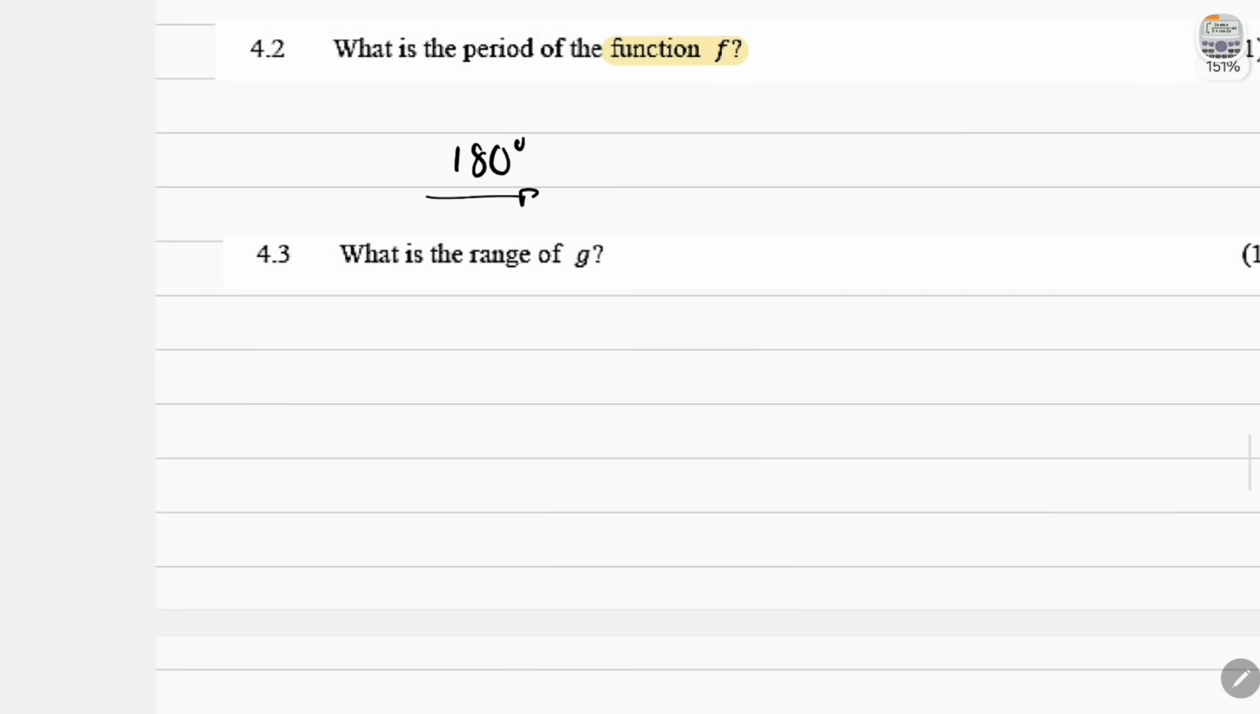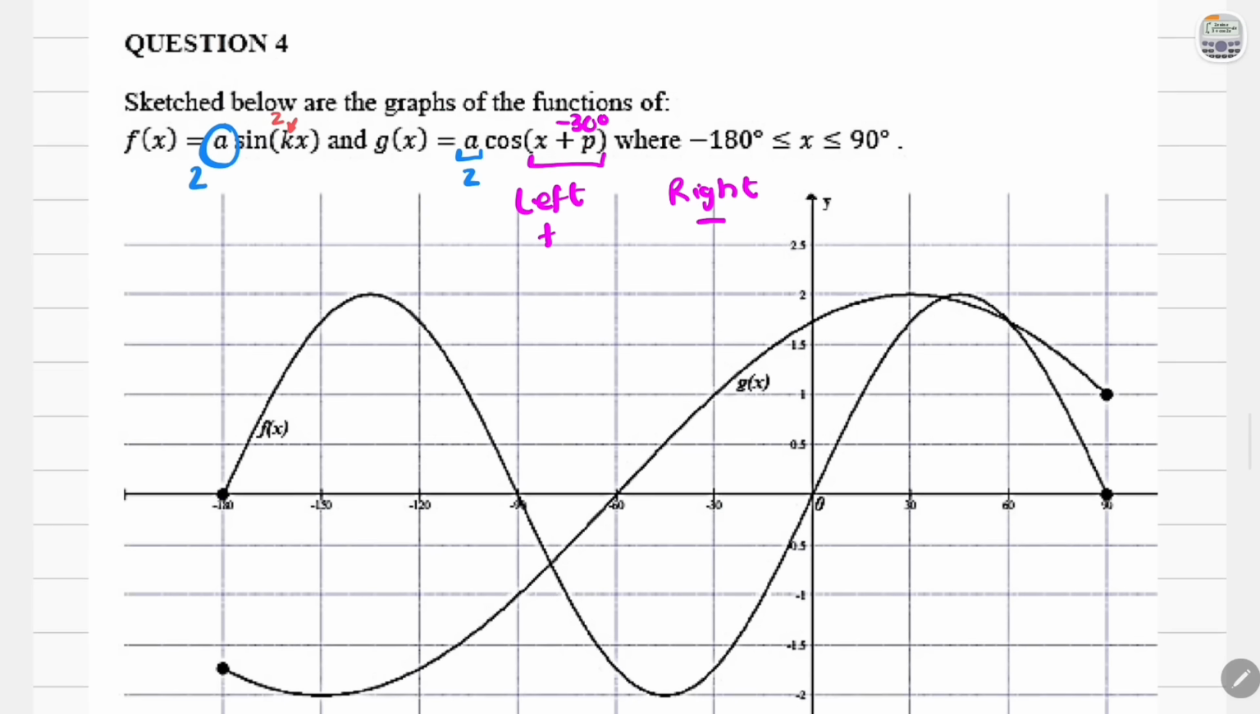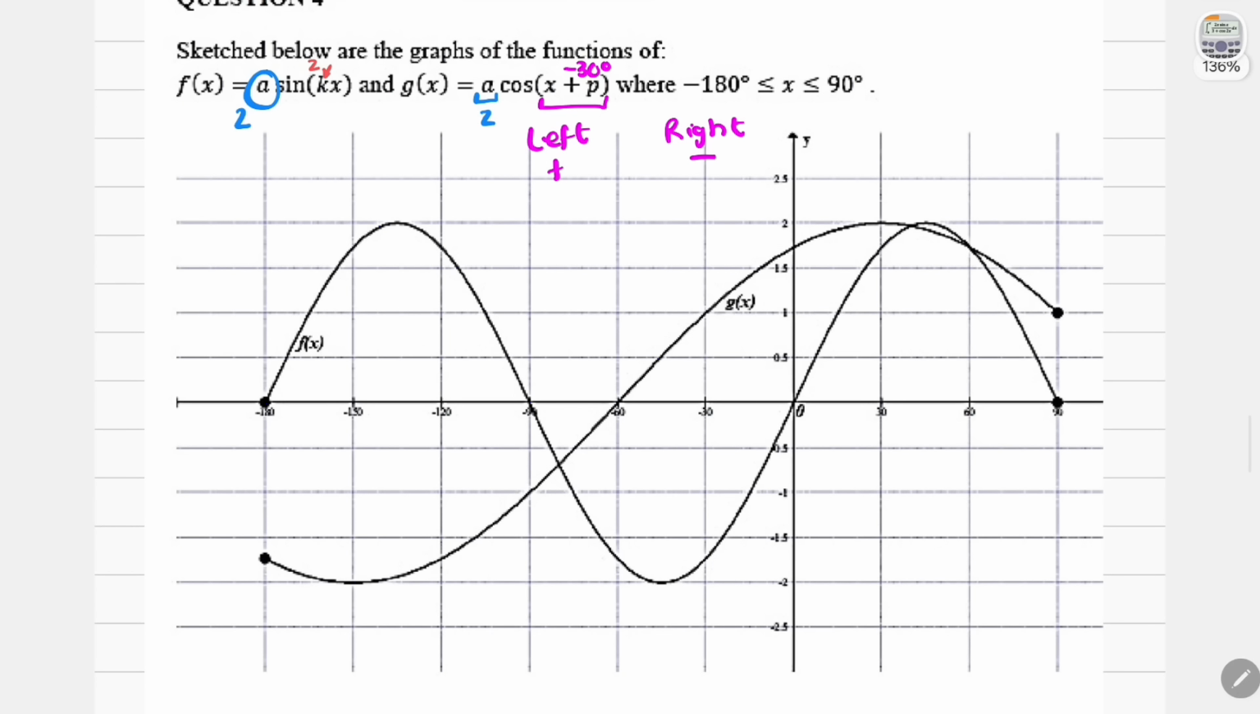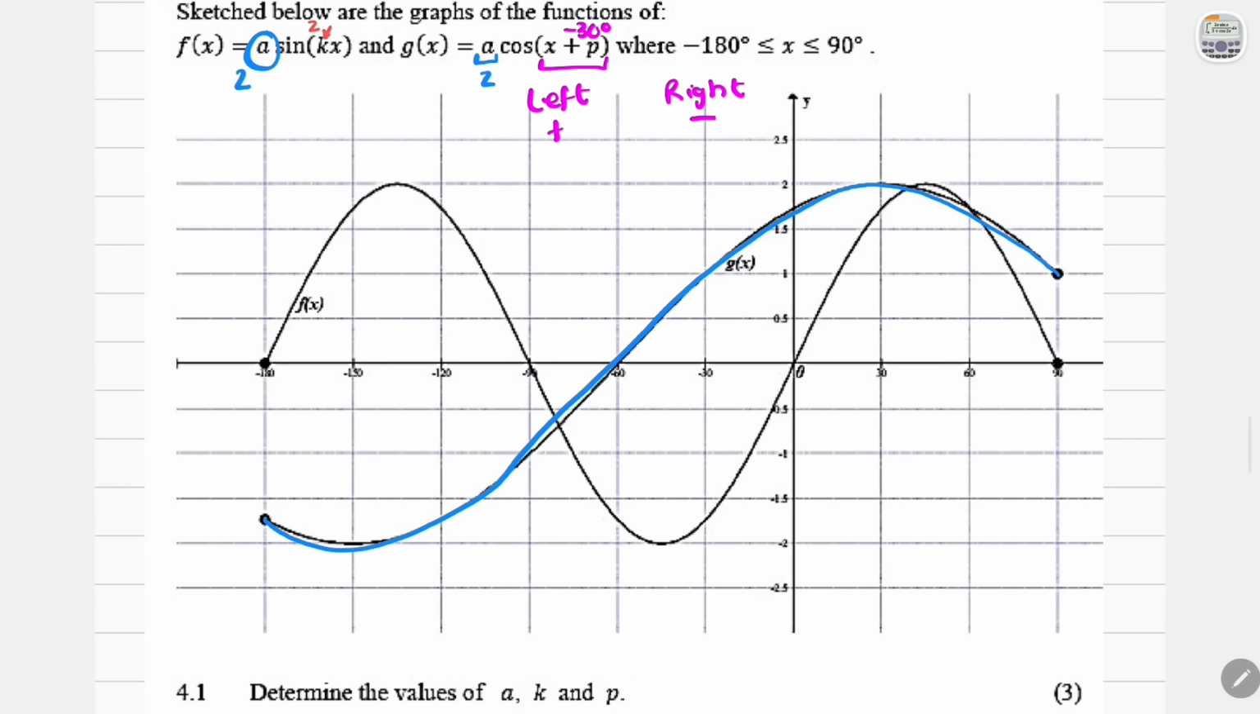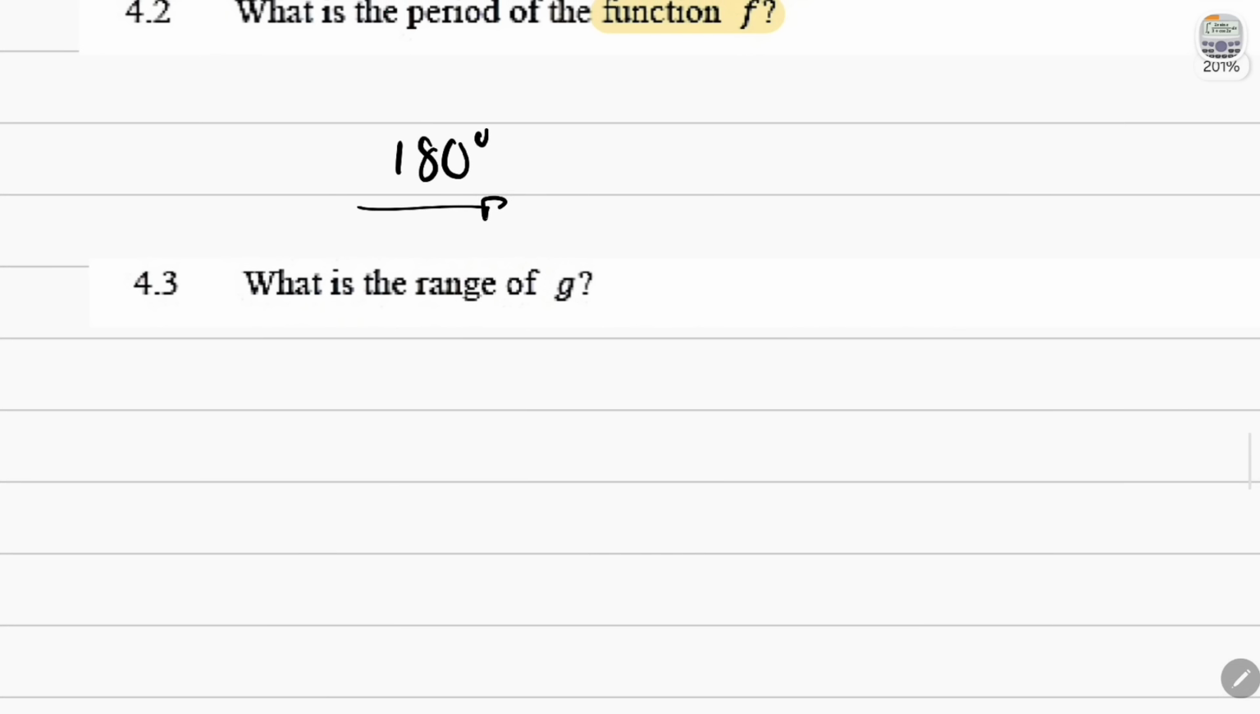Question 4.3 says, what is the range of g? The range refers to all the possible y values of this function. So look at the graph of g and just look at all the y values that it has. With trig graphs, it's very easy to spot because they have a maximum and a minimum. This reaches a lowest of -2, and then it never goes beyond this. And then this reaches a highest of 2, a maximum of 2, and never goes above this. So we know that all the y values that exist on this graph will be values that lie between -2 and including -2, all the way to 2, and of course including 2. And so we would write it like this.